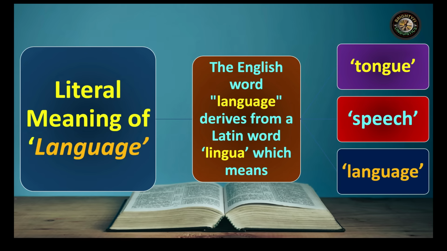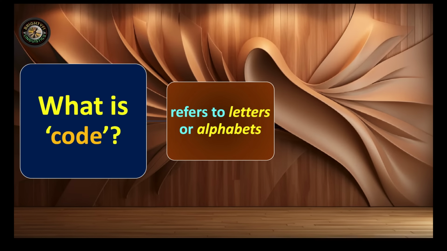The word language is also referred to as codes, and in this sense a language is a system of signs for encoding and decoding information. But the question is, what do we mean by code? What is code? It refers to letters or alphabets. So all the alphabets, all the letters, all the sounds of language may be classified, may be termed as code.